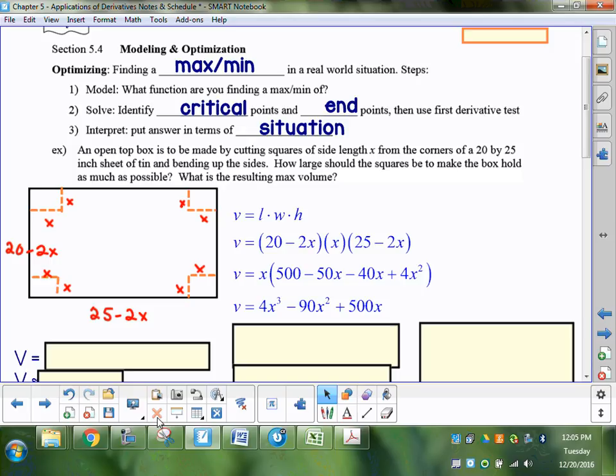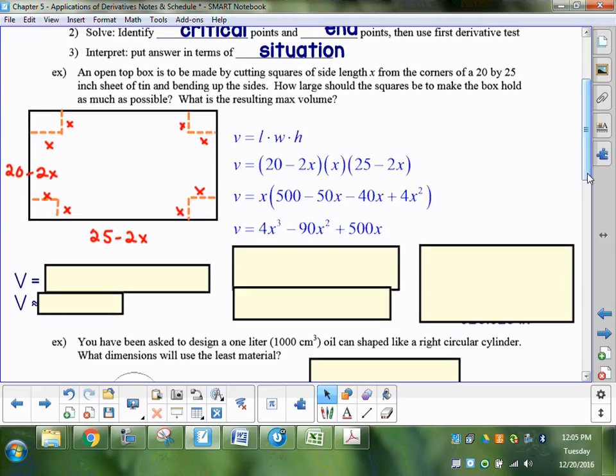And if you don't have linkages correctly made with what the words in calculus are, this next step you're going to be stuck. Take the derivative, find the critical points. So now I'm going to go through and take the derivative of V, or determine V prime. And John, what's V prime going to be? 12x squared minus 1800x plus 500.